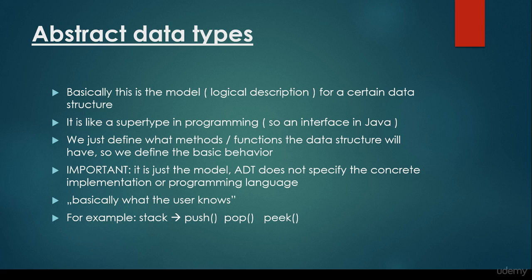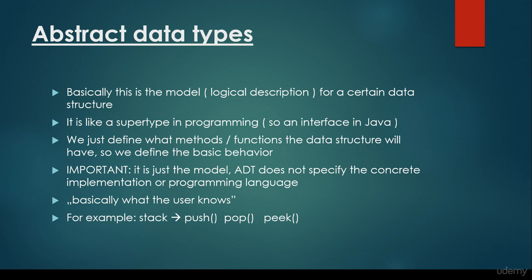It is like a super type in programming, in Java for example, an interface where we define what's going to be the behavior, what methods we would like to implement. So we just define what methods and functions the data structure will have, so we define the basic behavior without the concrete implementation. We don't know how the behavior is going to be implemented with the help of two for loops or while loops or nested if-else checks or whatsoever. We just know what's going to be the behavior.